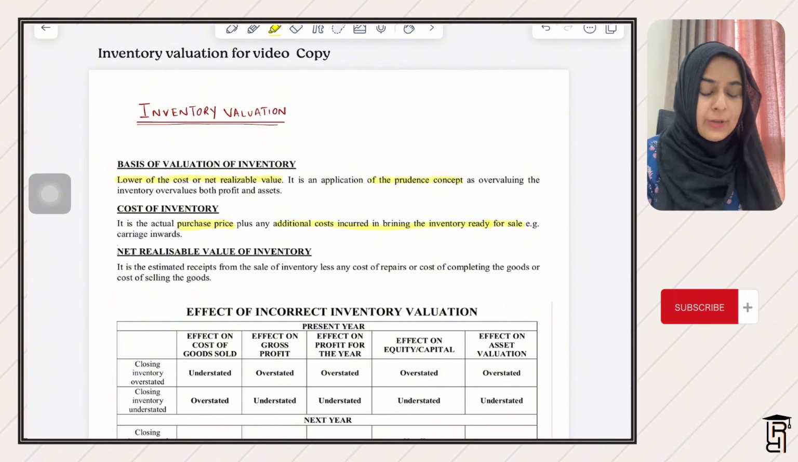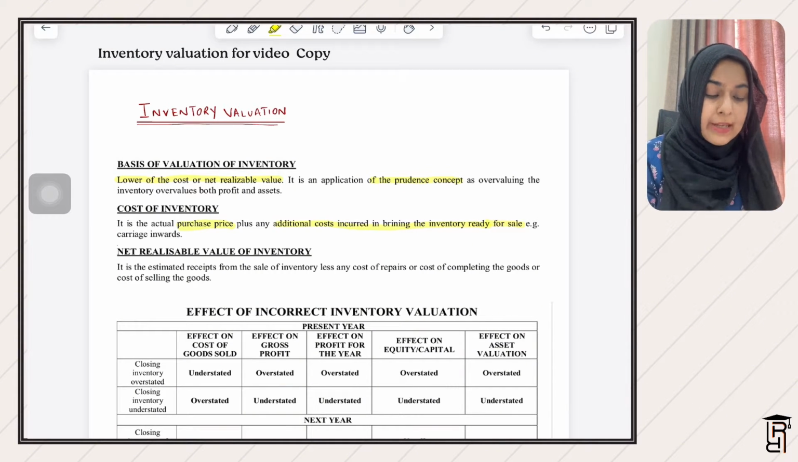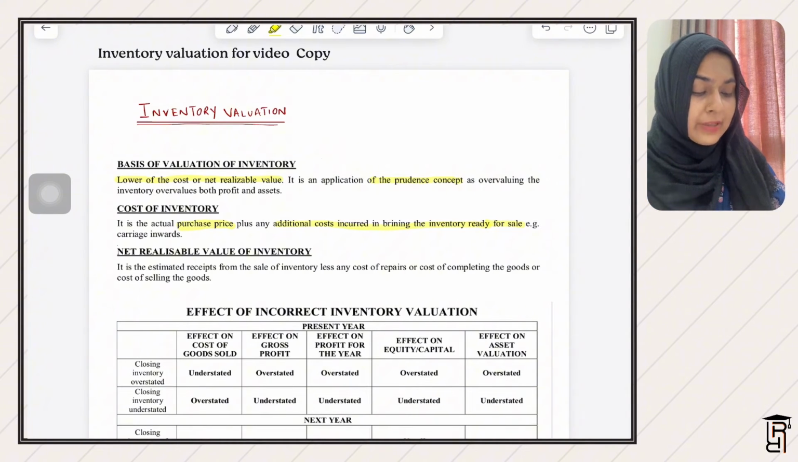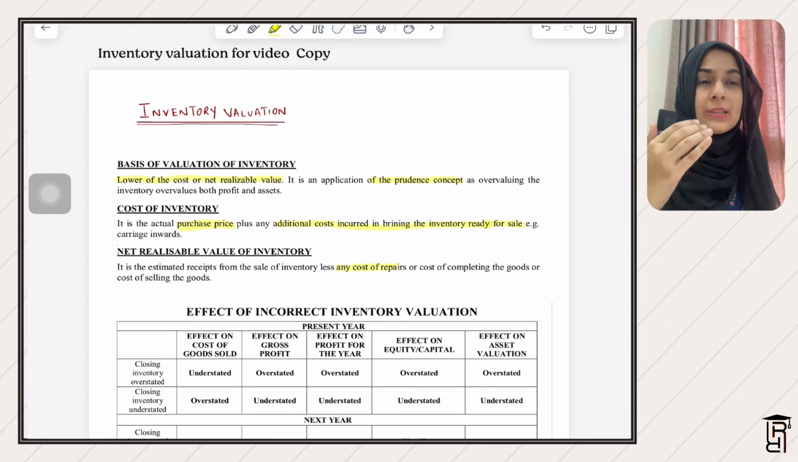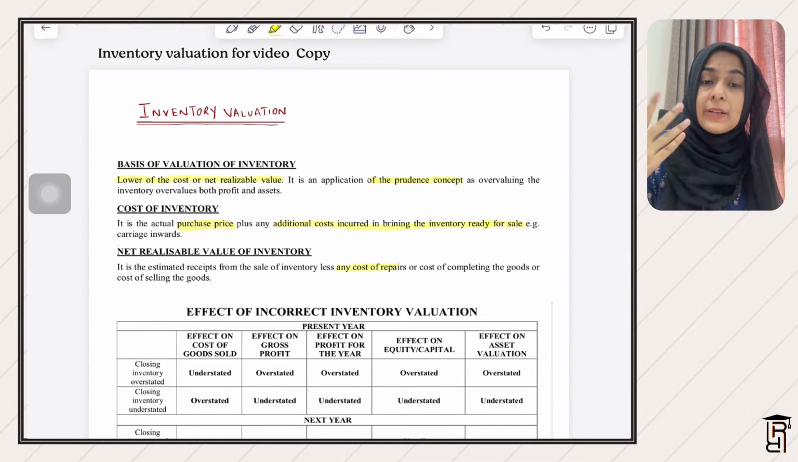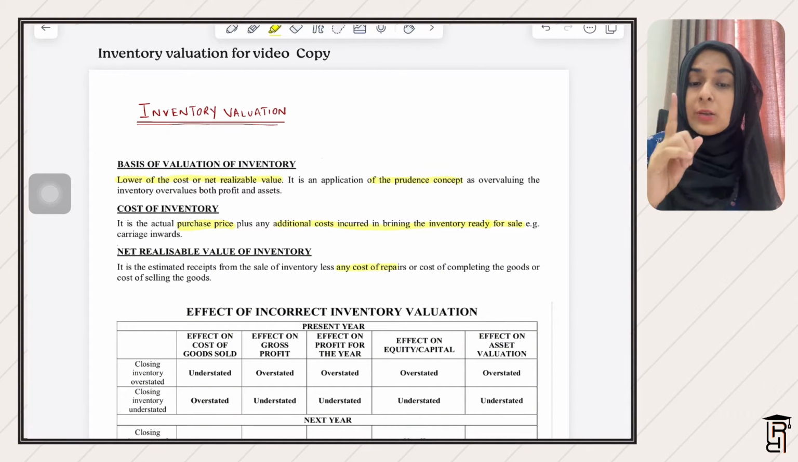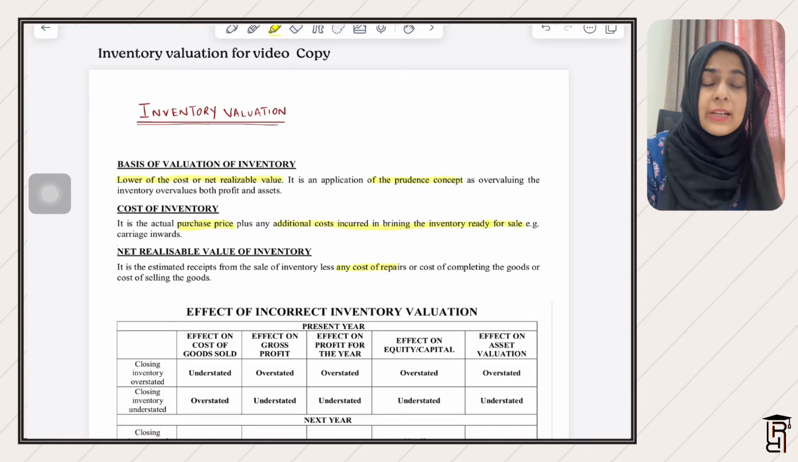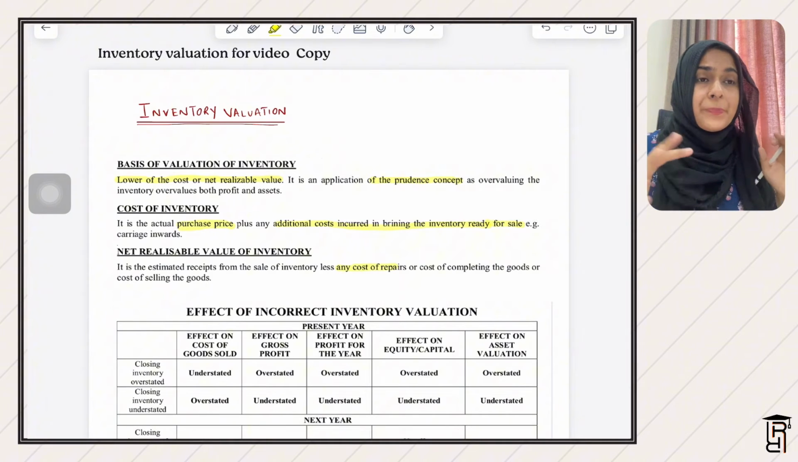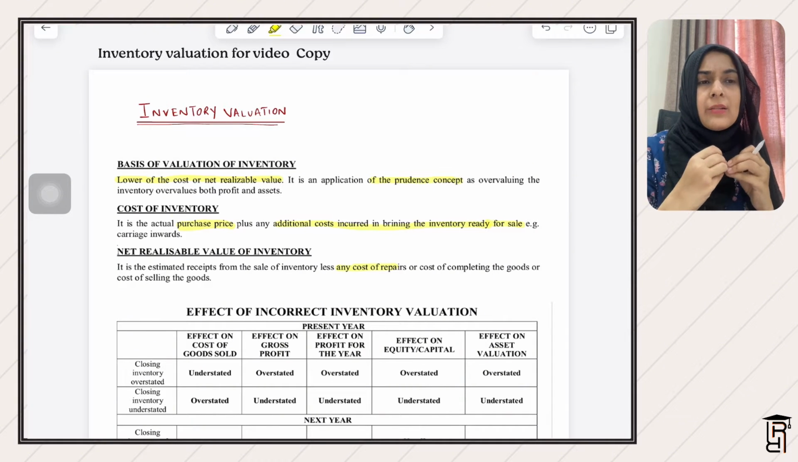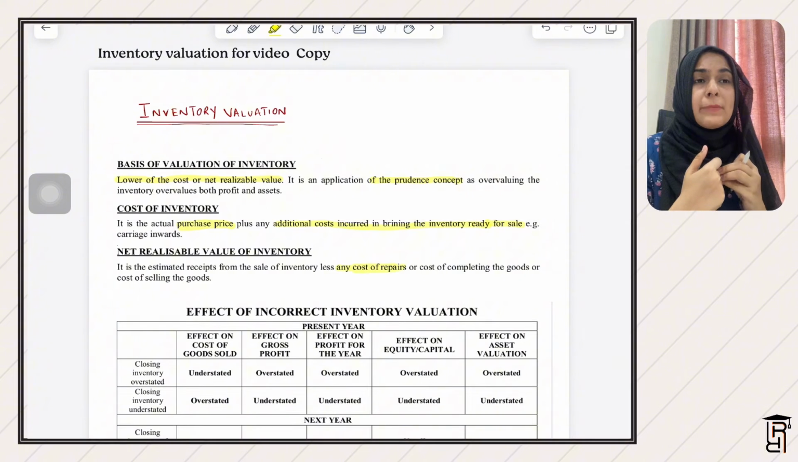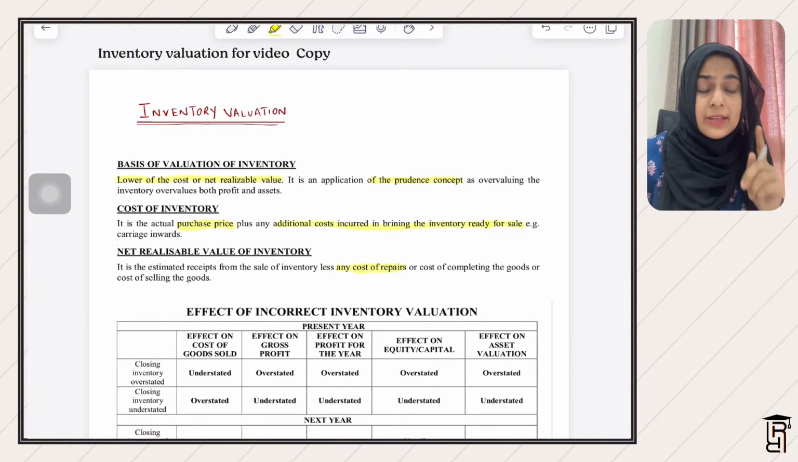And net realizable value is the estimated receipts from sale of inventory less any cost of repairs. So if, for example, there is damaged inventory, you will subtract the cost of repairs from the expected selling price. Let's say one unit of that damaged inventory can be sold for $10, and repair costs to bring that damaged inventory into saleable condition are $2. That means your NRV will be 10 minus 2, which is $8.